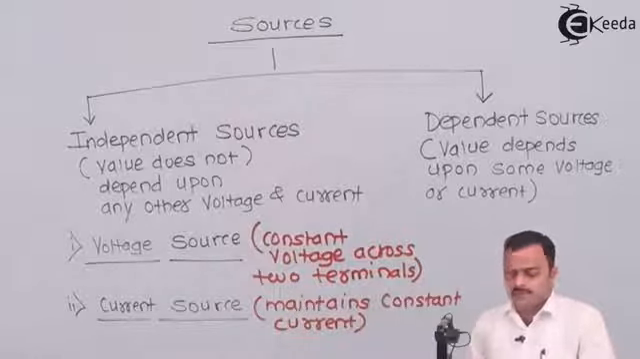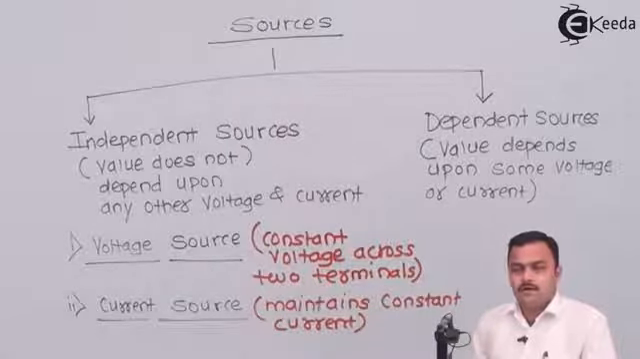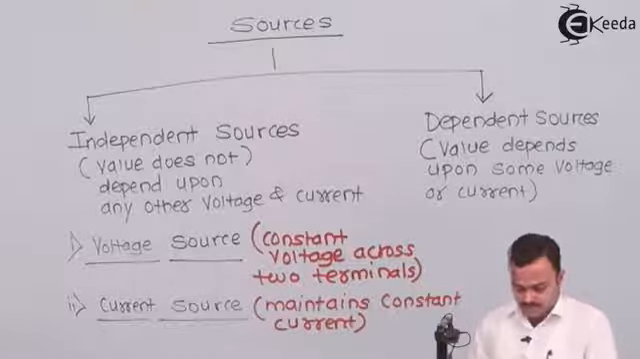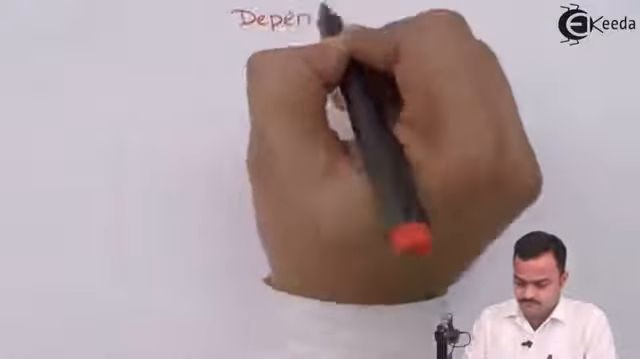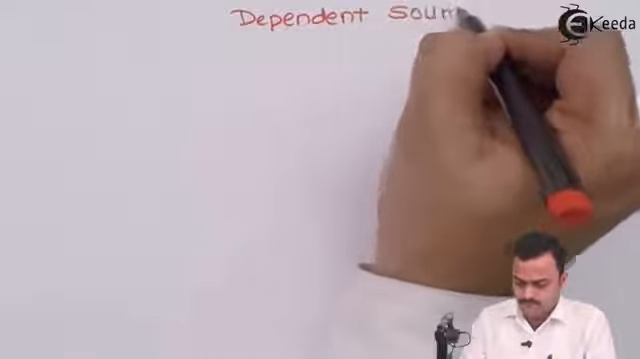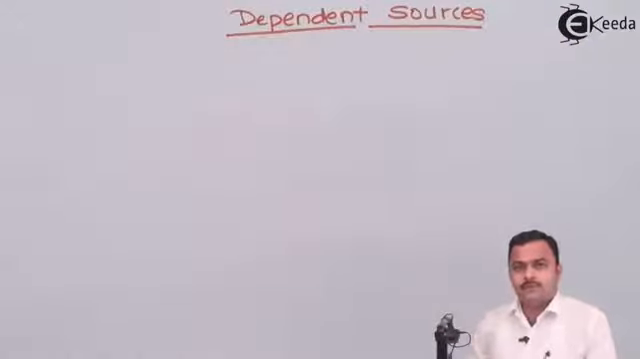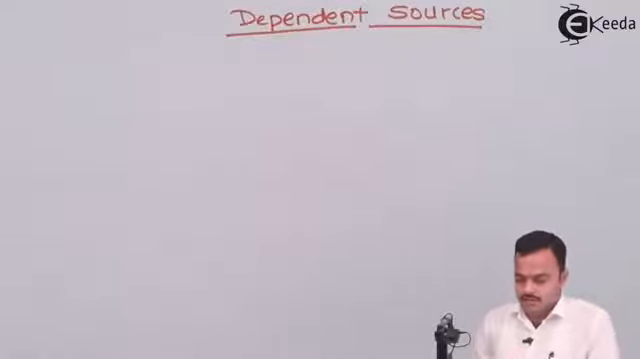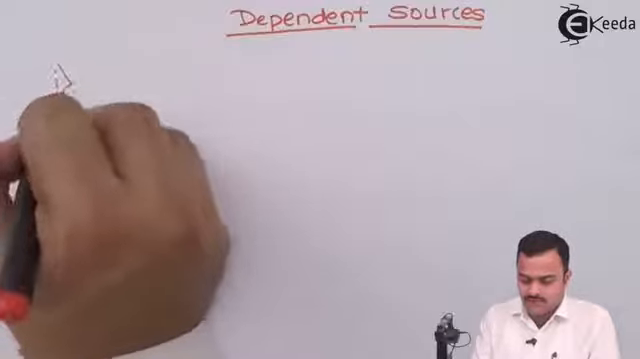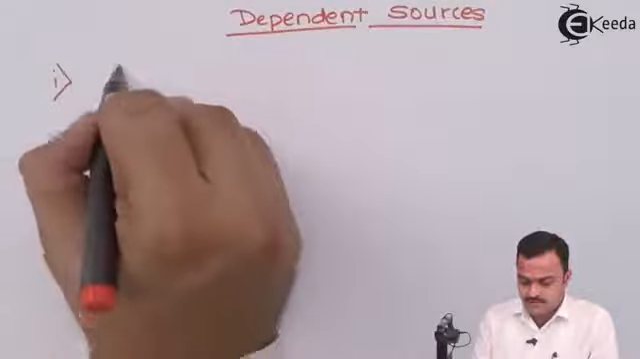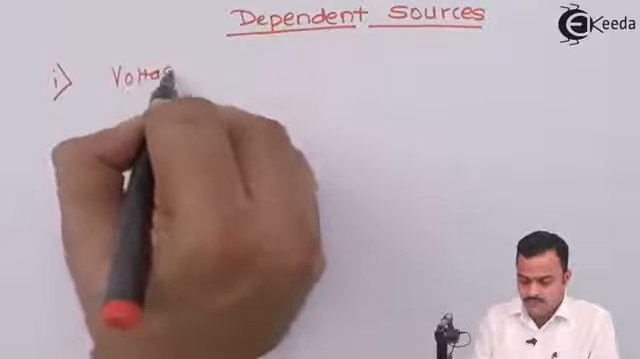As far as dependent sources are concerned, there are four classifications. So let's do it separately. It depends on which voltage or current is being controlled by which voltage or current. Meaning we will have four combinations because we have two parameters, current and voltage. So let's list out the four combinations. First is the voltage controlled voltage source.